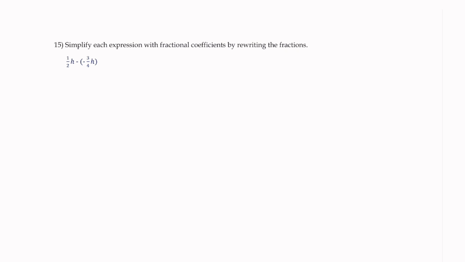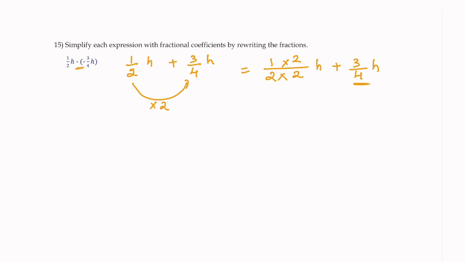Already on question 15. Let's rewrite this first. 1 over 2h. This makes it plus 3 over 4h. Now 2 to 4 is times 2. Our denominator is 4. So let's rewrite this. 1 over 2, and that's both with 2, h plus the second fraction. We don't do anything because the denominator is already 4, which is equal to 2 over 4h plus 3 over 4h. That's 2 plus 3 over 4h. That's 5 over 4h, and it's done.